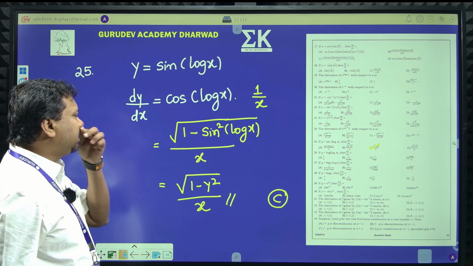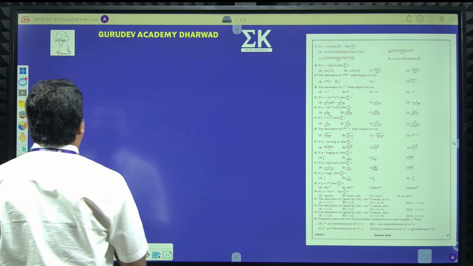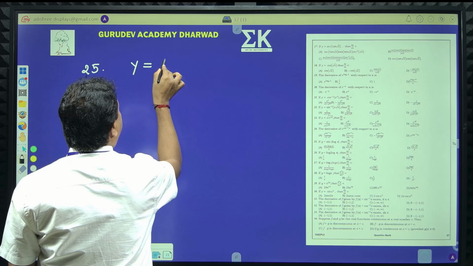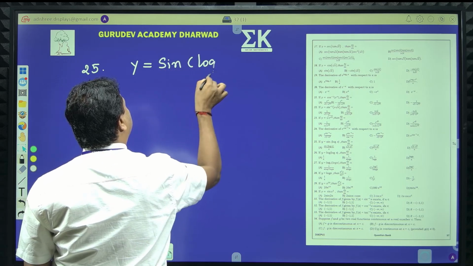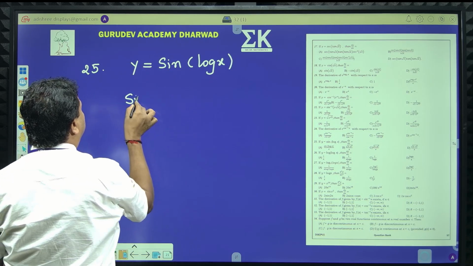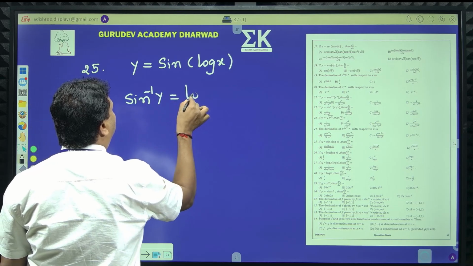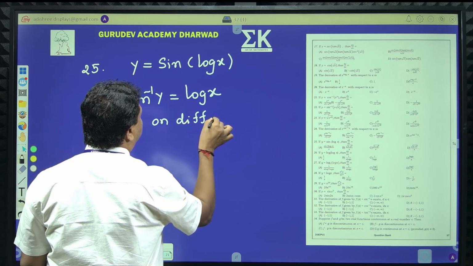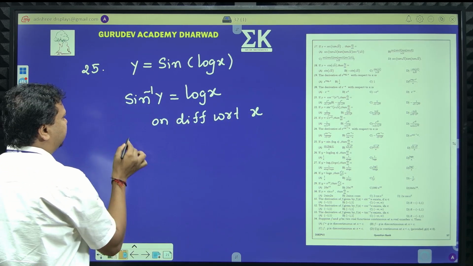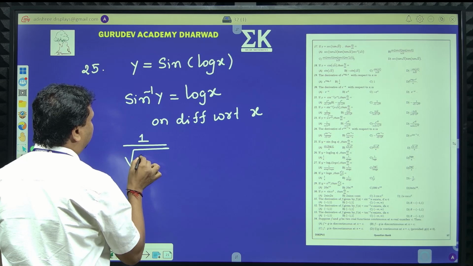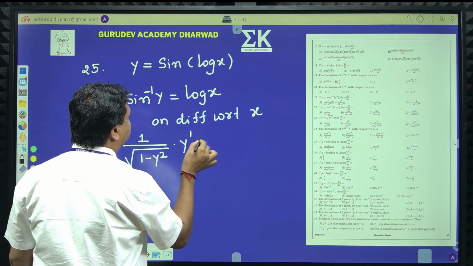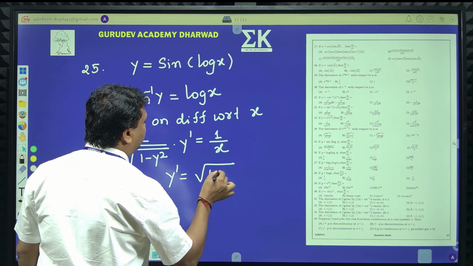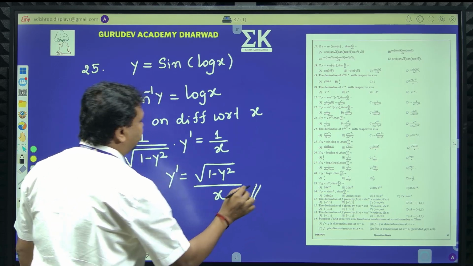Clear? So you can do this same question by another method. I want to solve it in another method. See, what is the question? y is equal to sin of log x, correct? So I will write it by taking sin to the LHS. It will become sin inverse y is equal to log x. Now differentiate on both sides, differentiating with respect to x. Done. What is sin inverse y differentiation? 1 divided by square root of 1 minus y square into y dash. What is differentiation of log x? 1 divided by x. Therefore y dash is equal to square root of 1 minus y square divided by x. This we have done by the implicit method.